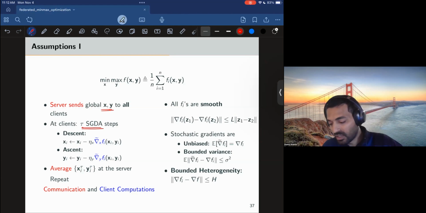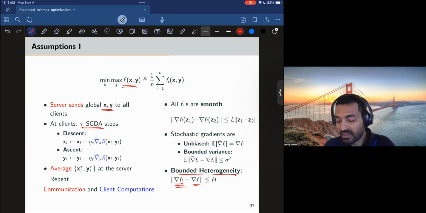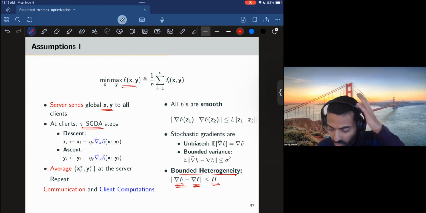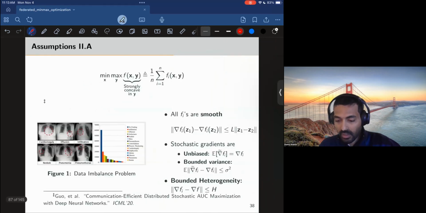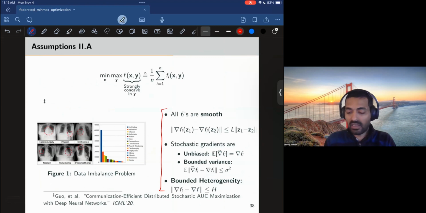So one way to do this is we impose a bounded heterogeneity assumption, which means that at every client, its local gradient is not very different from the global gradient. So this is the global function. The local gradients are not very different from the global gradient, meaning they lie within a ball of some fixed radius. So H is the heterogeneity bound. Okay, so we have imposed these three assumptions. These assumptions will stay the same for the rest of the lecture.